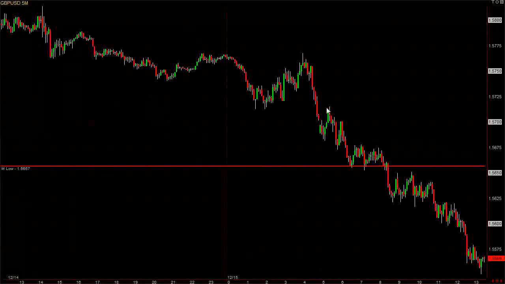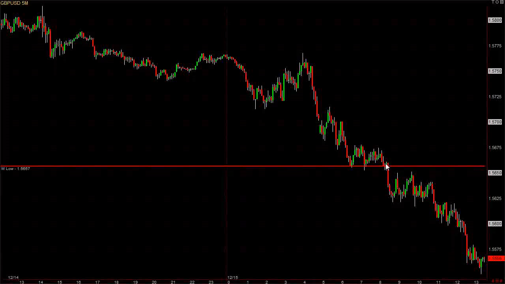Notice here in the pound dollar, the previous week's low acts as support. For 2 hours, there's buying there. And once price gets broken, it continues.